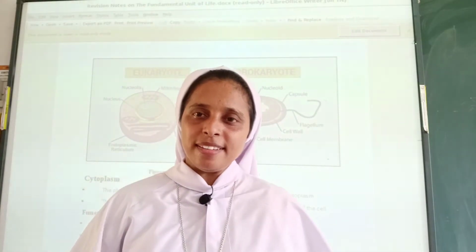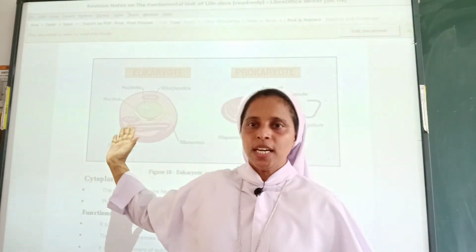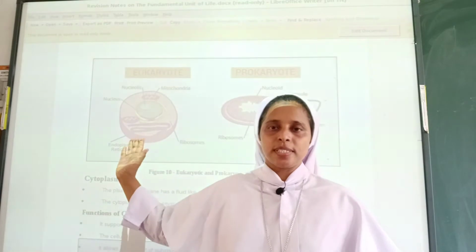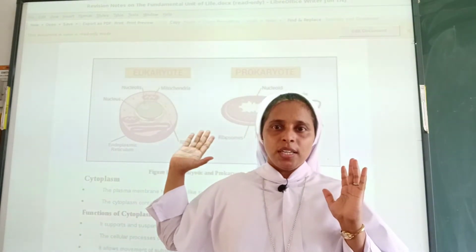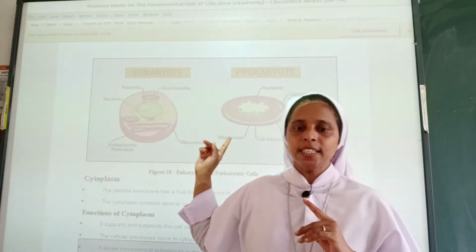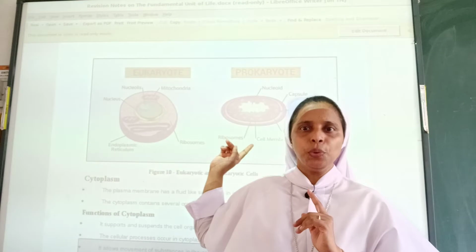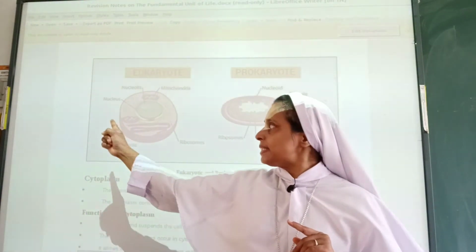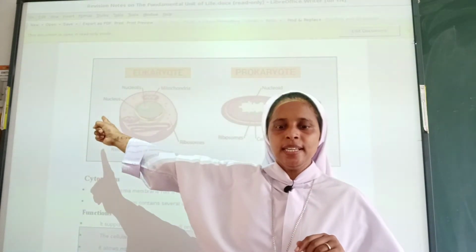Next, we will learn the differences between the prokaryotes as well as the eukaryotes. You can see here the image of prokaryotes and eukaryotes. As you all know, the first difference between the prokaryotes and eukaryotes is the nucleus. You can see here there is no presence of nucleus in prokaryotes, while in eukaryotes, the nucleus exists in the cells. You can see here in the image, nucleus exists in the cells.